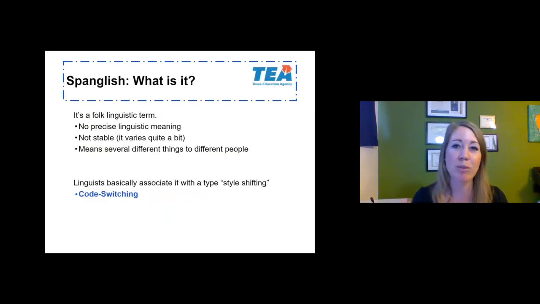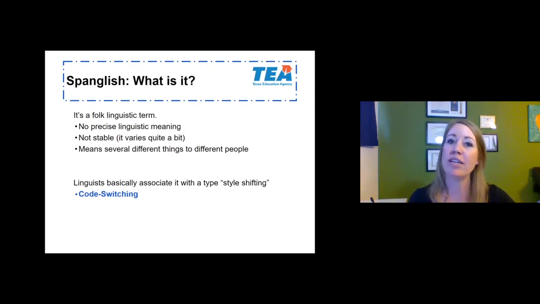So Spanglish, where'd that name come from? Well, it's not a linguistic term, it's a folk linguistic term, meaning society created it, okay? It has no precise meaning, no linguistic meaning. It's just we create words all the time in society, and Spanglish is talking about someone who's using Spanish and English in the same conversation. An important point to make about it is that it's not stable, okay? There aren't rules that govern it. Which is one reason it's not a language, and it varies quite a bit.